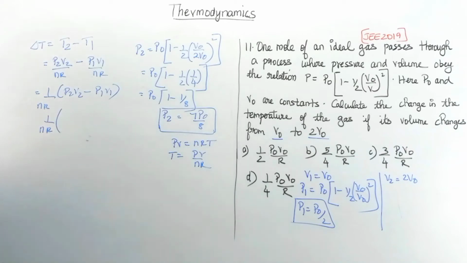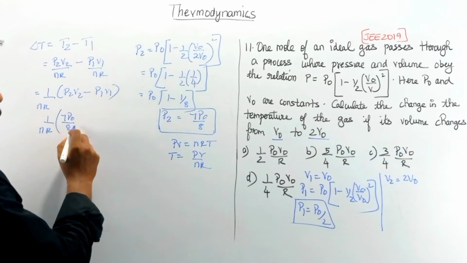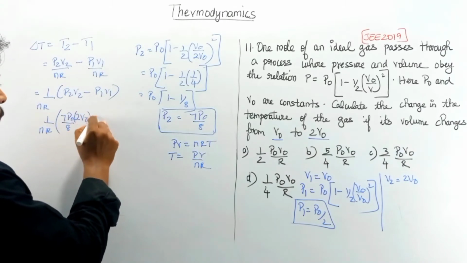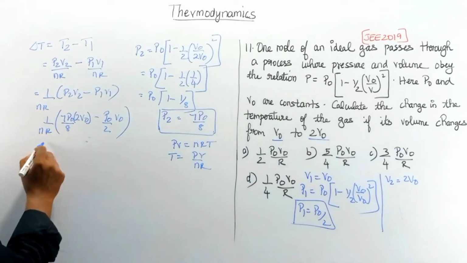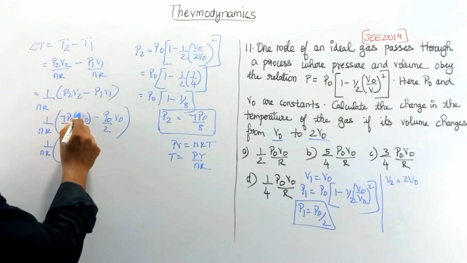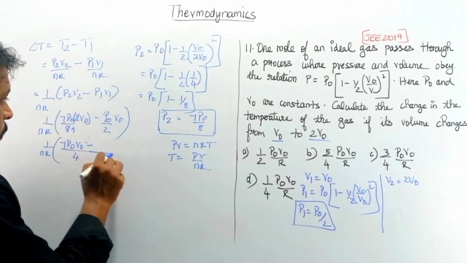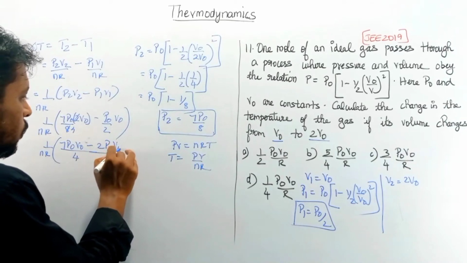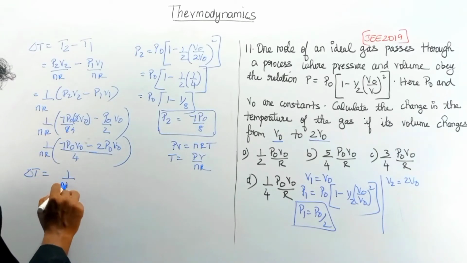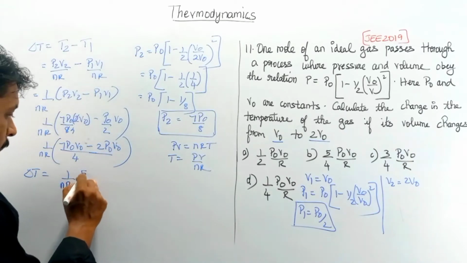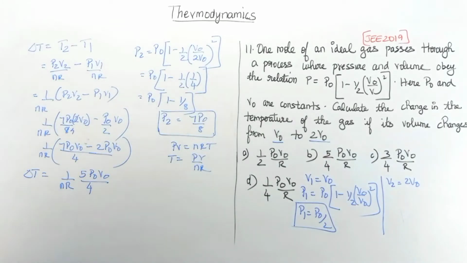So replace the values with respect to P0 and V0. Here it is 7 P0 by 8. What is V2 here? It is 2 V0. So P1 is P0 by 2, and V1 is V0. So 1 by nR, and when you cancel it, it becomes 4. When you take 4 as LCM, 7 P0 V0 minus 2 P0 V0. So here delta T will be equal to 1 by nR, 7 minus 2 will be 5 P0 V0 by 4. Okay, so 5 P0 V0 by nR.